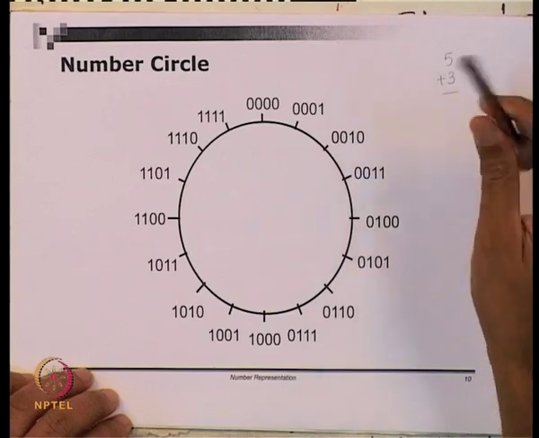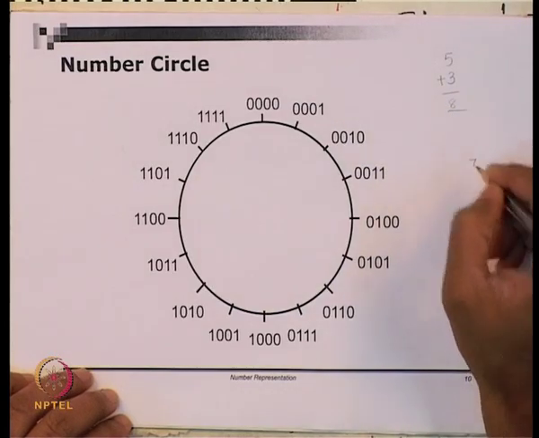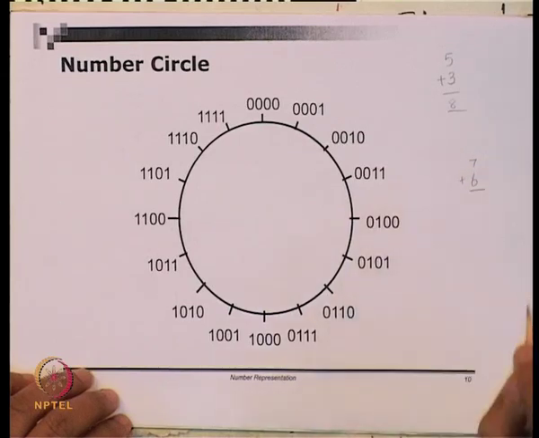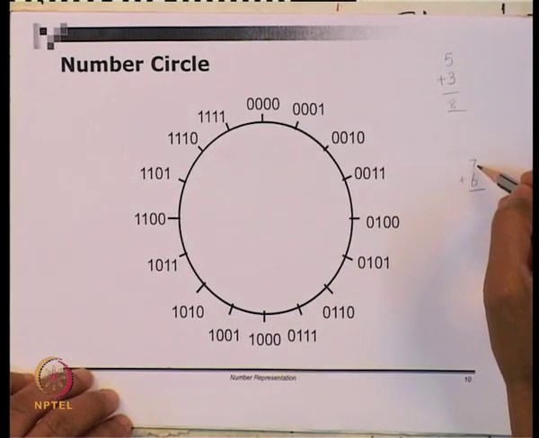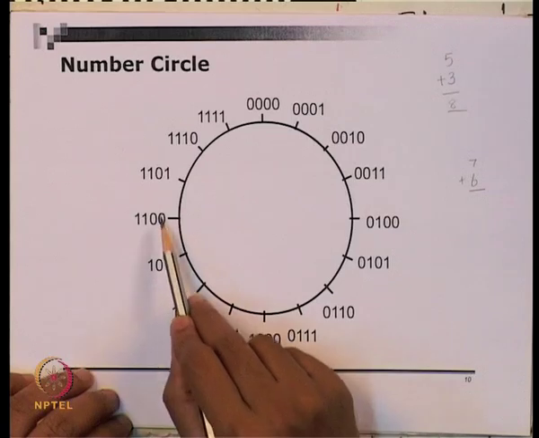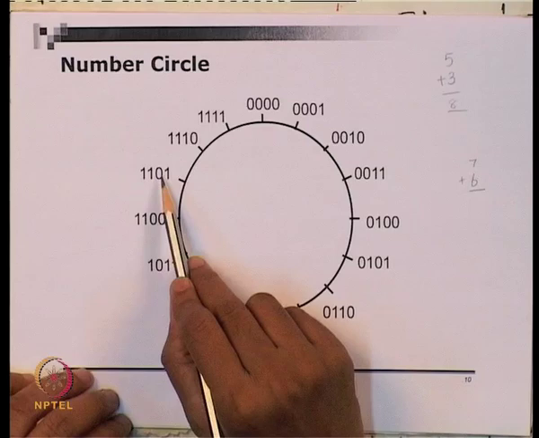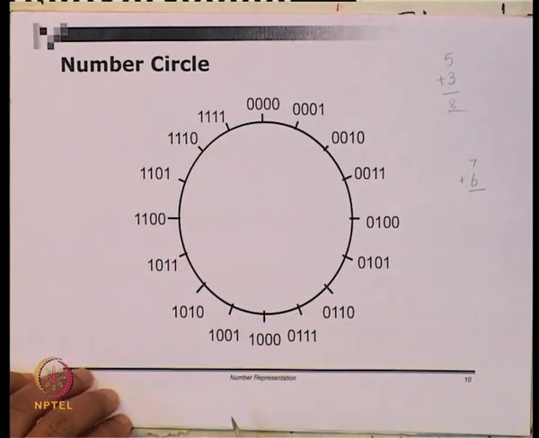Let us take another example. Let us say I want to do 7 plus 6. I need to start with the binary representation for 7. This is an unsigned circle, so I start with 0 1 1 1. I go 6 steps forward from here, 1 2 3 4 5 6, to 1 1 0 1. 1 1 0 1 actually stands for number 13, we know that.